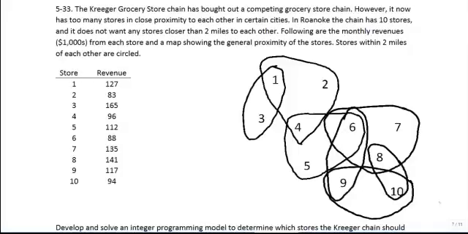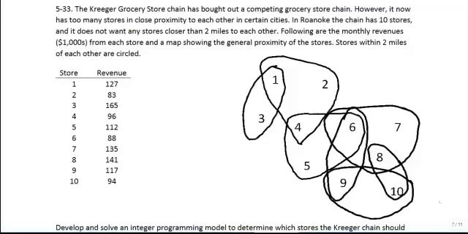Problem 33 is another type of product mix problem. We have 10 Kroger's stores, and we have to make a decision whether or not to keep each store open. We know what the revenue is for each store, and we do not want to have any store closer than 2 miles to another store.